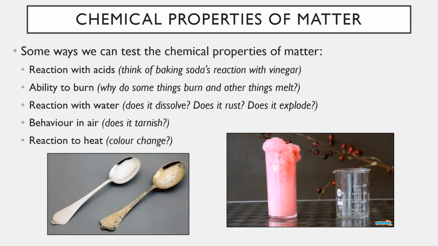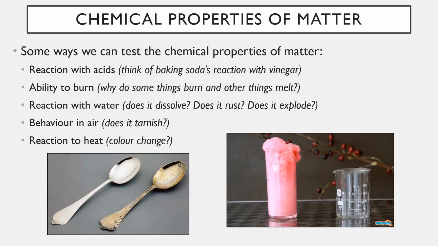different things. First of all, reaction with acids. I want you to think of baking soda's reaction with vinegar. Vinegar, of course, is an acid. When you mix baking soda and vinegar, it makes like that volcano experiment kind of thing, right? So there's quite a considerable reaction that happens with that. That would be an example of a chemical property of both the baking soda and of the vinegar. It reacts with these other things.